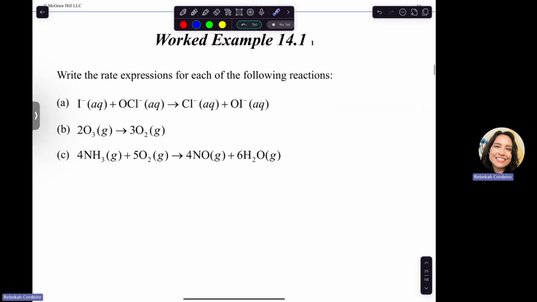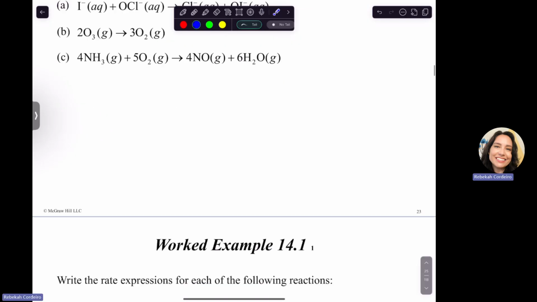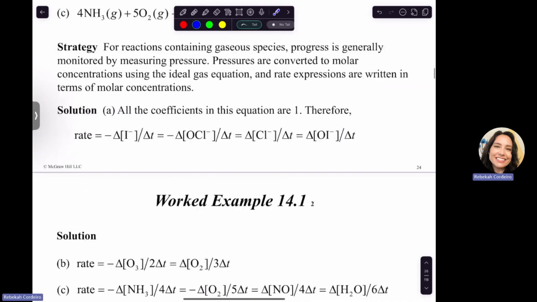So see if you can write expressions for each of the following reactions. Pause it and see if you can write them for these. On the next slide, I'll show the answers.